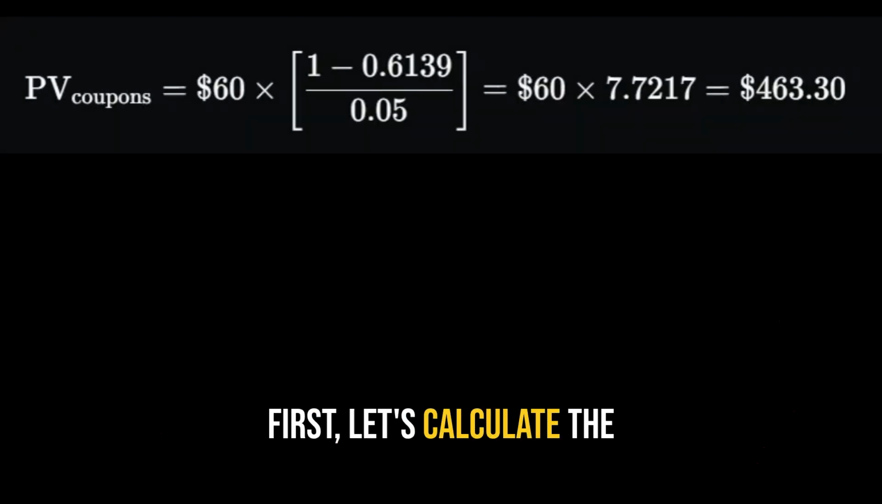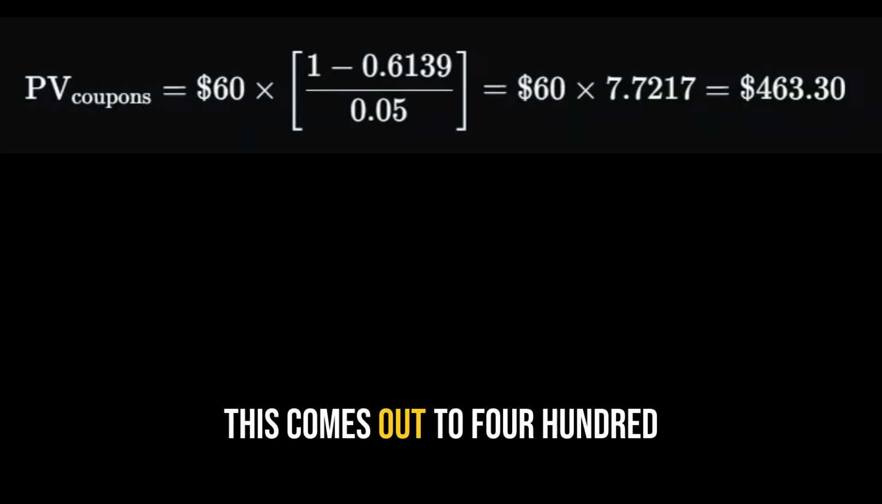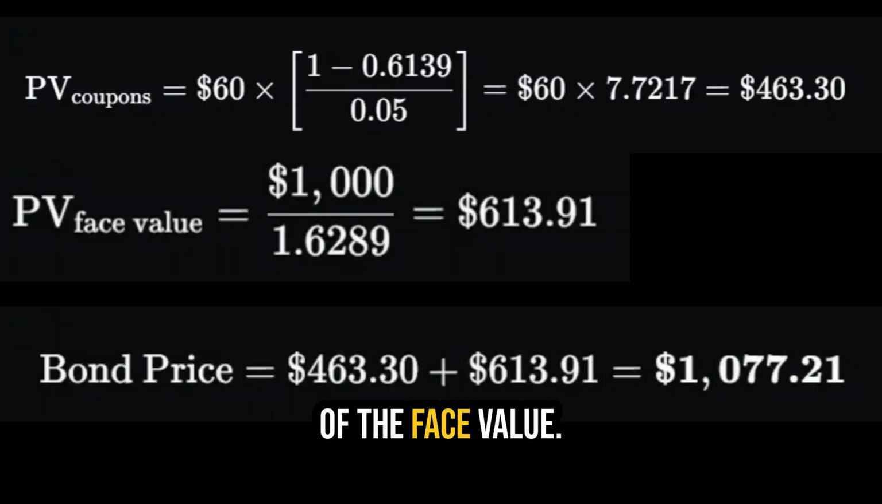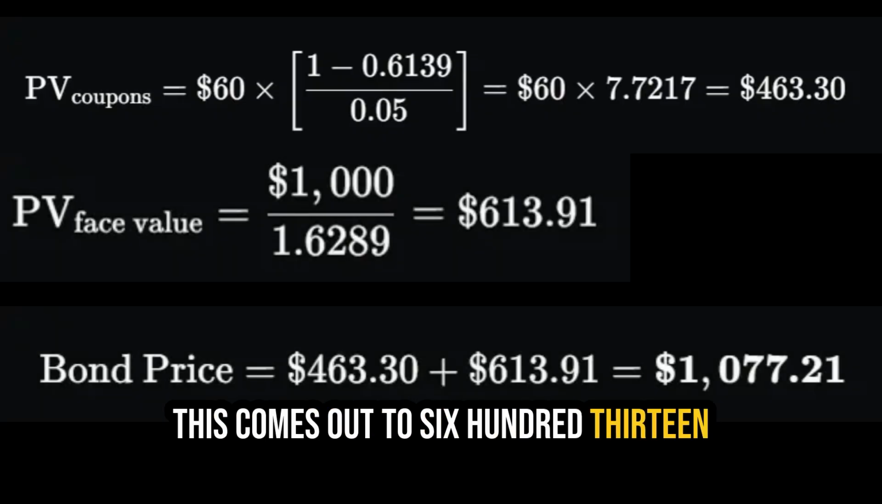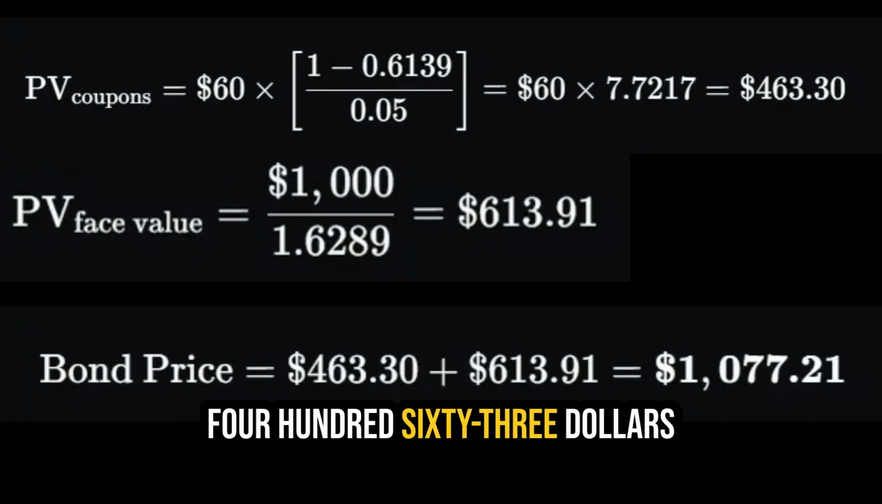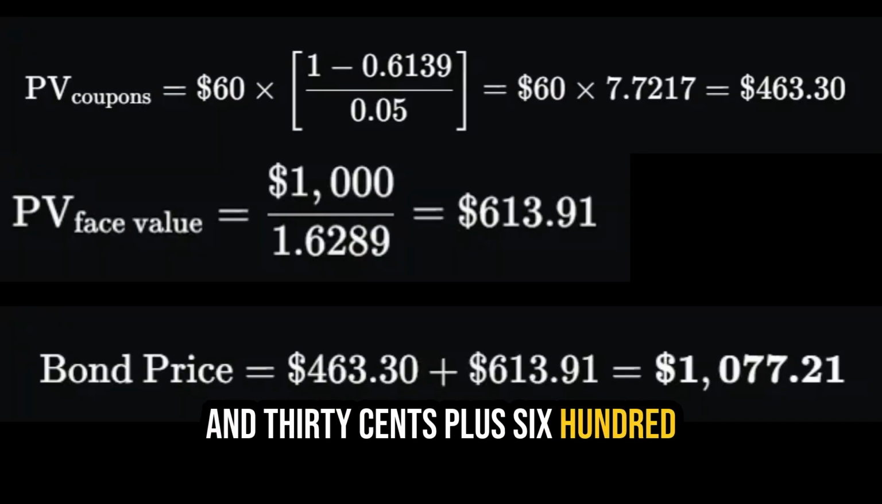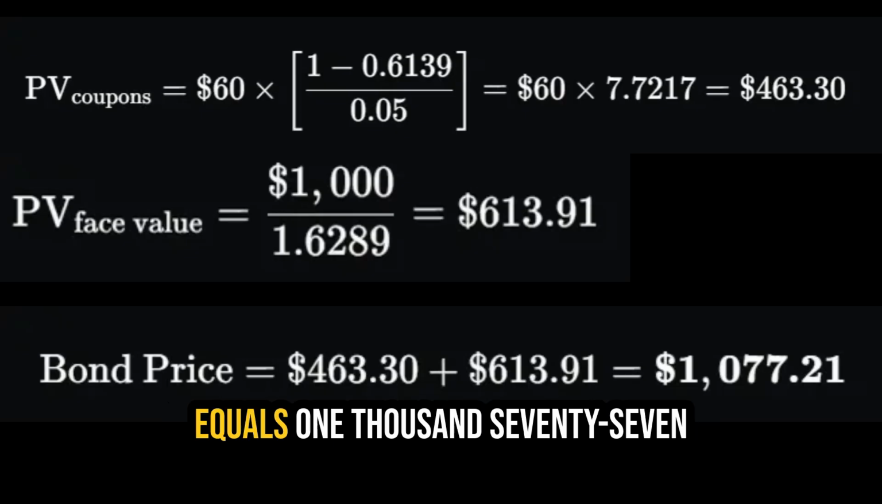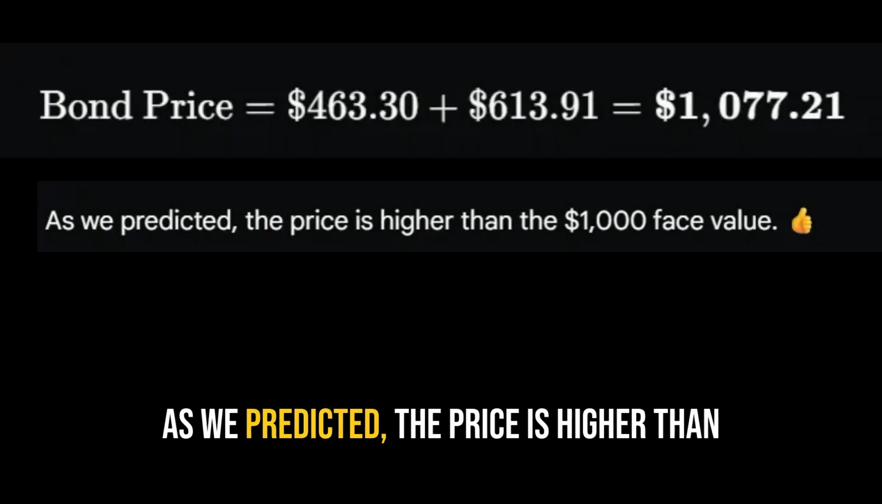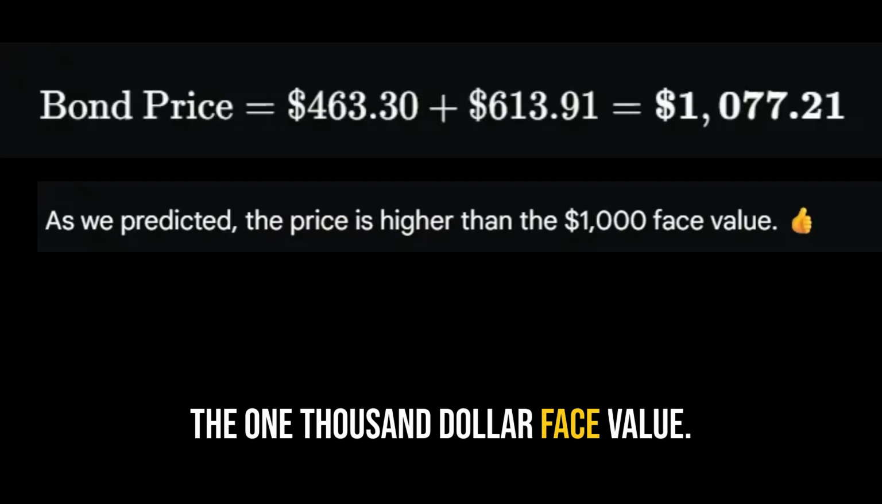First, let's calculate the present value of the coupons. This comes out to $463.30. Next, the present value of the face value. This comes out to $613.91. Finally, we add them together. $463.30 plus $613.91 equals $1,077.21. As we predicted, the price is higher than the $1,000 face value.